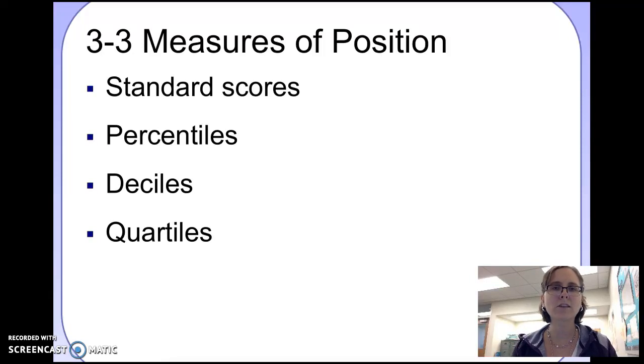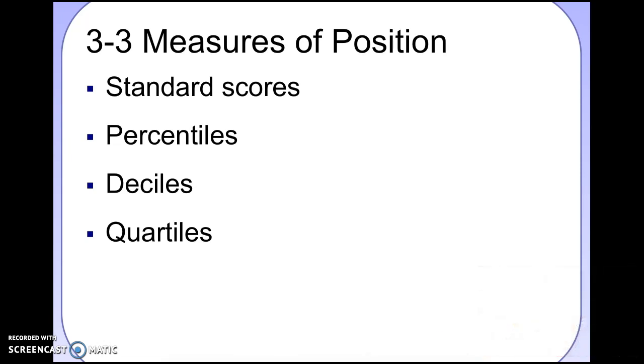Section 3.3, Measures of Position. This includes finding a standard score, percentiles, deciles, and quartiles. They are used to locate the relative position of a data value in the data set.